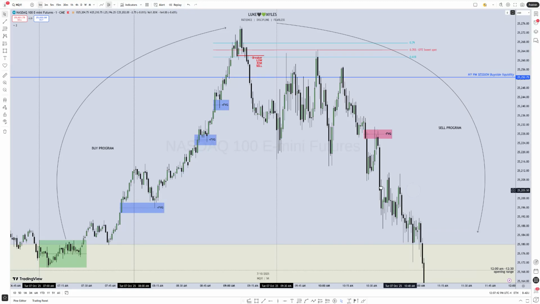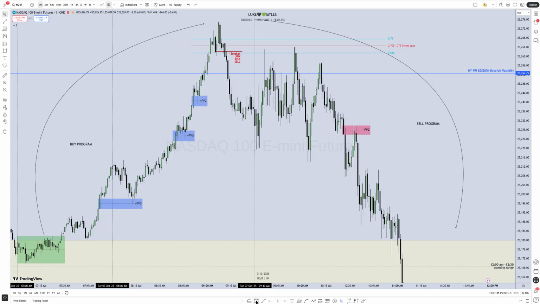we drop lower, we leave a fair value gap. A fair value gap is left for what? For redistribution. So I have a bearish fair value gap right there, come back into that again, but we do not make a higher high than this. So this is a sign of bearishness.